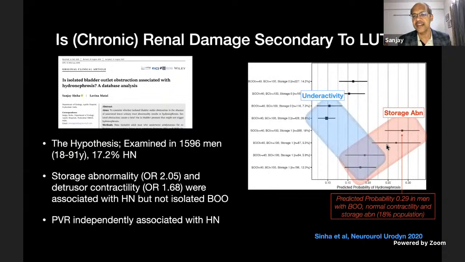And you can see here that the predicted probability of hydronephrosis is much higher in patients who have storage abnormalities compared to patients who have isolated obstruction. So in fact, in our patients, storage abnormality had the highest odds of developing hydronephrosis, but isolated bladder outlet obstruction was not associated with hydronephrosis in our patients. Patients who were having underactivity seemed to be protected unless they developed large PVRs. So those patients with underactivity who developed a large PVR again went on to damage their upper tracts. But if they were underactive but with low PVRs, then again their upper tracts were safe.